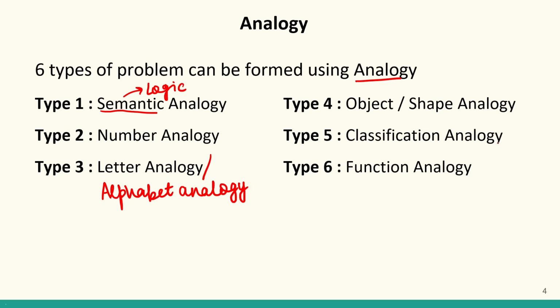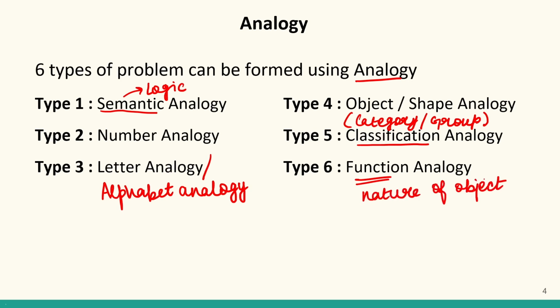Object and shape analogy. We deal with various objects and various shapes. Then in classification analogy, we basically have certain words, certain things that we have to classify and group together. This can also be known as group analogy or category analogy because we are drawing comparison based on their groups or their categories and further classifying them. Then function analogy is based on the nature of the object, that is, what is exactly the function of the object, and based on that we draw similarities.